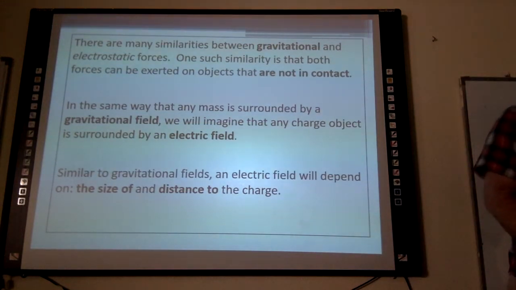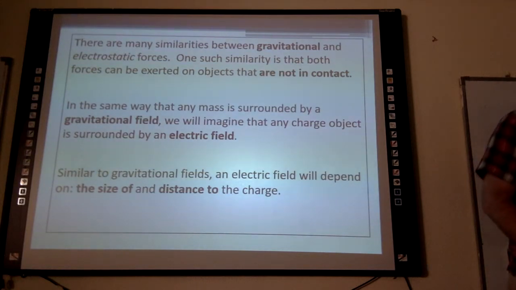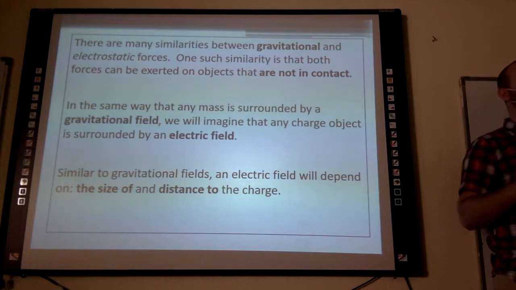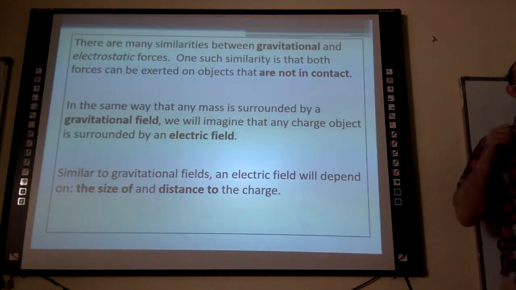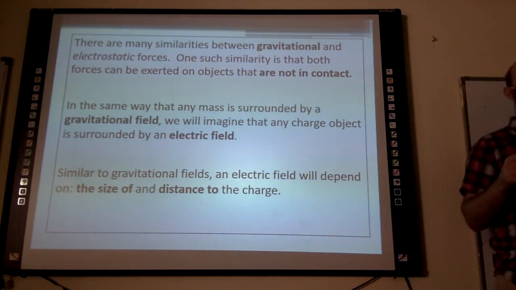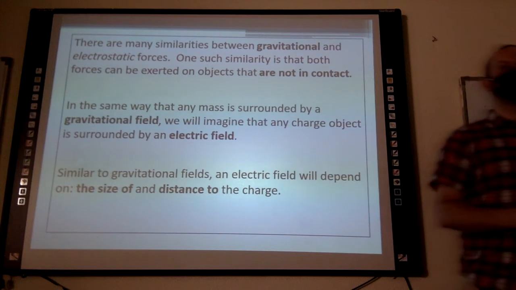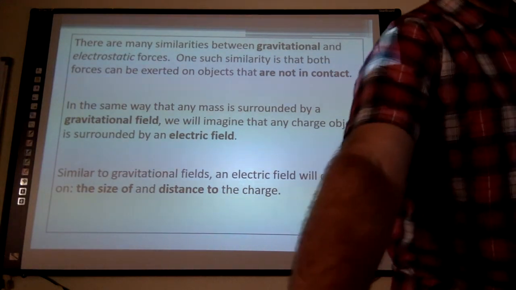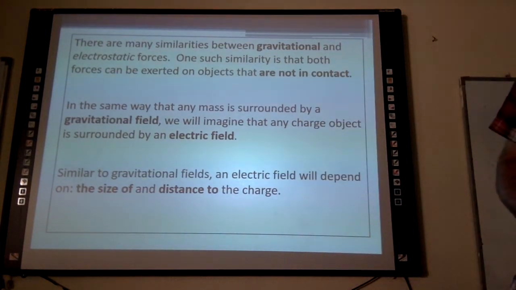And just like gravitational fields, our electric field will depend on two things: the size of the charge and the distance to the charge. Just like in gravity, it's the mass of the object and your distance between centers. So it's very, very similar. Like I said, this unit is a lot of comparing to gravity and how that looks. Questions on that?